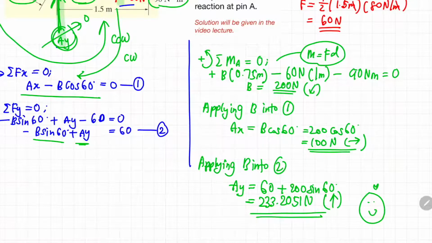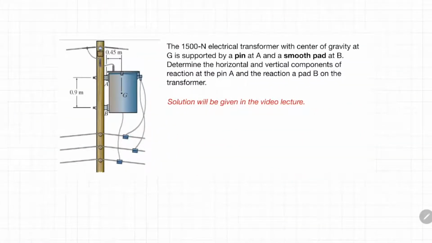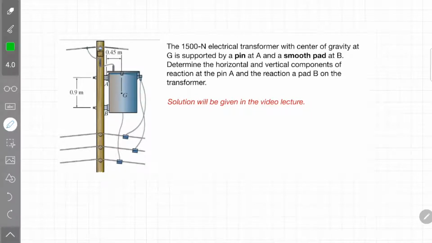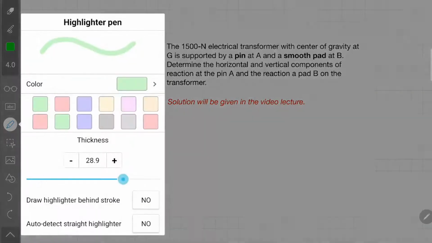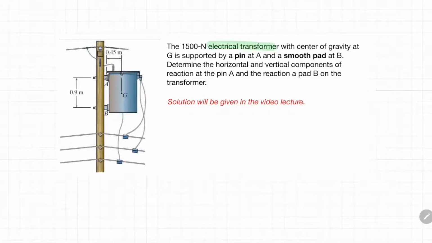Dah siap. Okay, now let's look at the second example. Even though the second example looks macam a bit complicated with so many wires connected here and there, the problem is really simple. So given in the question that this is actually an electrical transformer and it has a weight of 1500 Newton acting at the center of gravity. It is supported by a pin at A. So you know this A point is a pin, and a smooth pad at B.